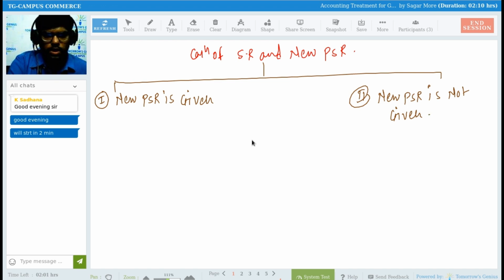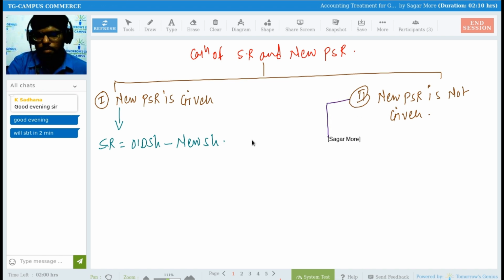New PSR is given, not given, right? When new PSR is given, which formula do we use for calculation of sacrifice ratio? Sacrifice ratio is equal to old share minus new share. So we can get the sacrifice ratio. Simple, only one formula. When new PSR is not given, there are different categories. First, A: new PSR is not given, but share sacrifice is given.